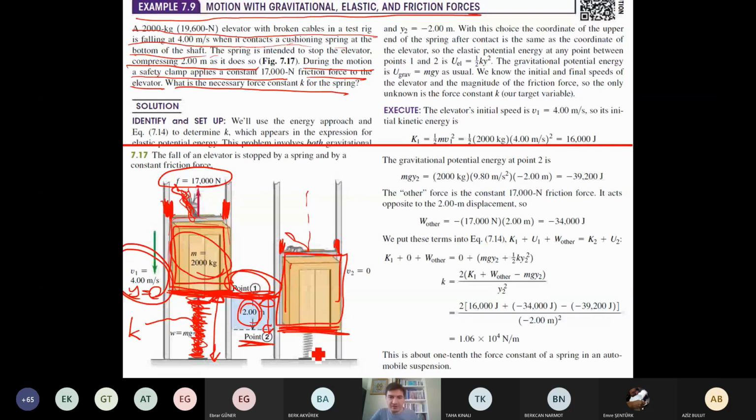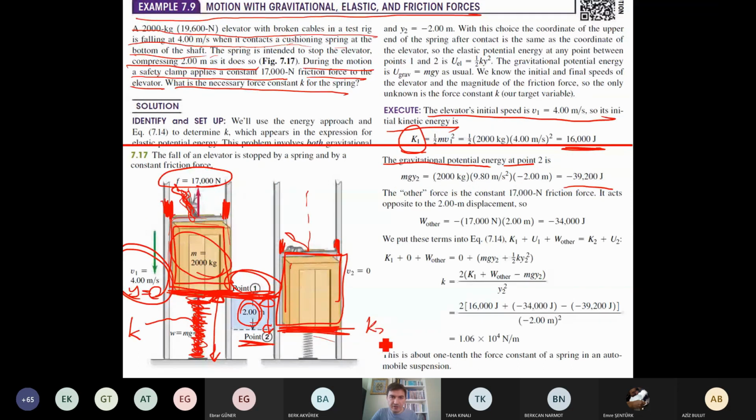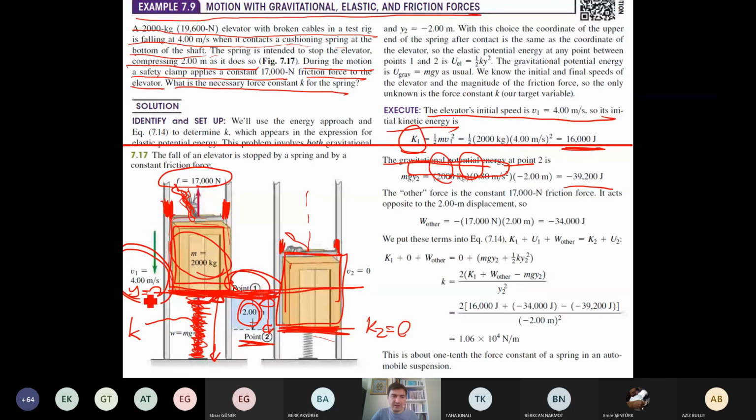Now let's write the equation. The elevator's initial speed is v1, so the initial kinetic energy is this one, K1. The elevator stops at point 2, so at point 2 the kinetic energy is 0, and at point 1 the potential energy is 0. What about the potential energy? Potential energy is given with this one, total potential energy: gravitational potential energy plus elastic potential energy. Why is gravitational potential energy 0? Because I have taken that this level is y equals 0, okay? So then your gravitational will be 0 here. What about elastic potential energy? Since the spring is at equilibrium, there is no compression, then your elastic is also 0, okay? At the first case.